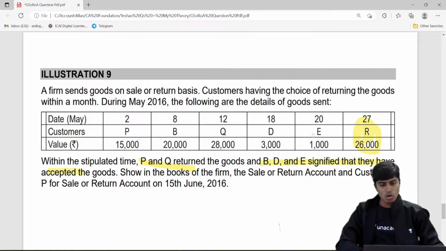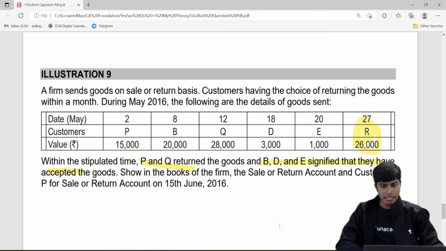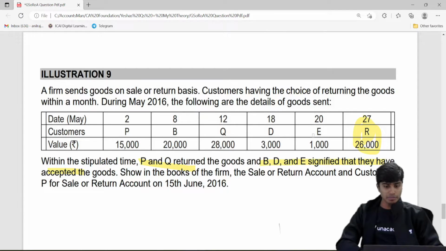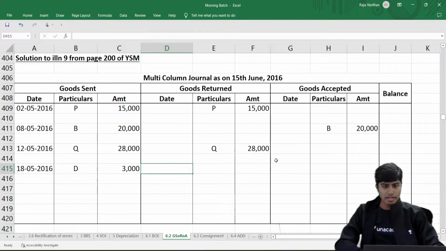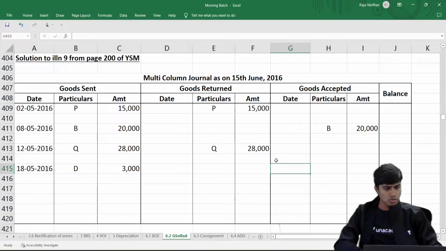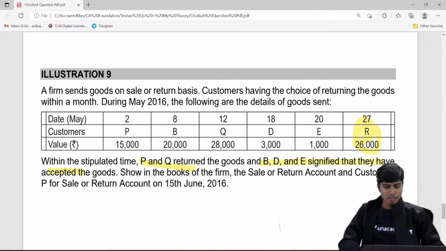Then on 18th of May, D has received 3,000. I'll write 18th of May, D, 3,000 worth of goods. Has D accepted or returned? D has accepted the goods. So I will write in the accepted column D 3,000. Great. What do we have after that?